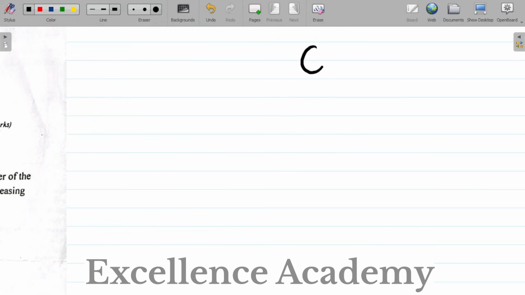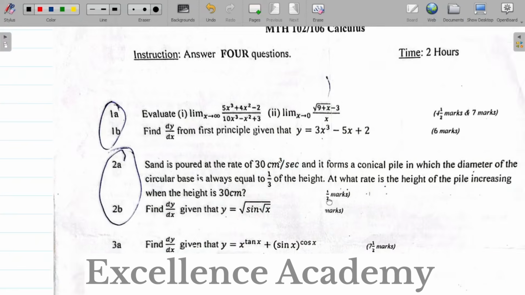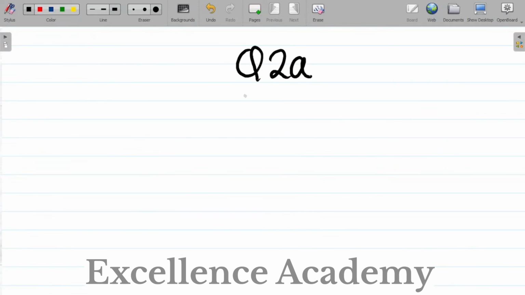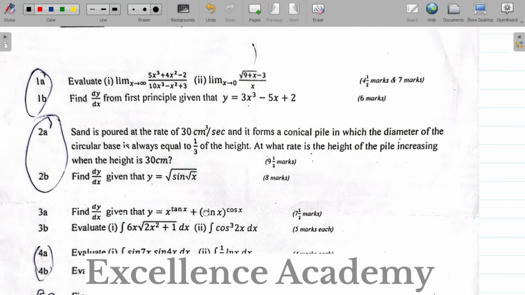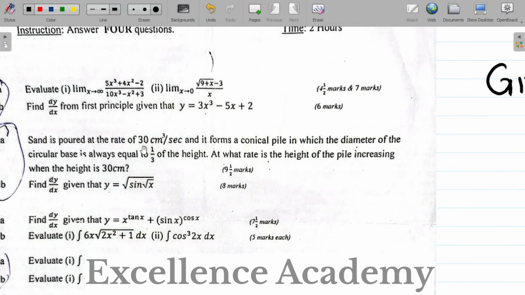We'll take this as question 2a. The first thing we want to do is to list our given parameters. So what am I given? Let's look at given parameters. Now, in the given, they said sand is poured at a rate of 30 centimeter cube per second. Now, when you see centimeter cube, what comes to mind is volume, and second is time.